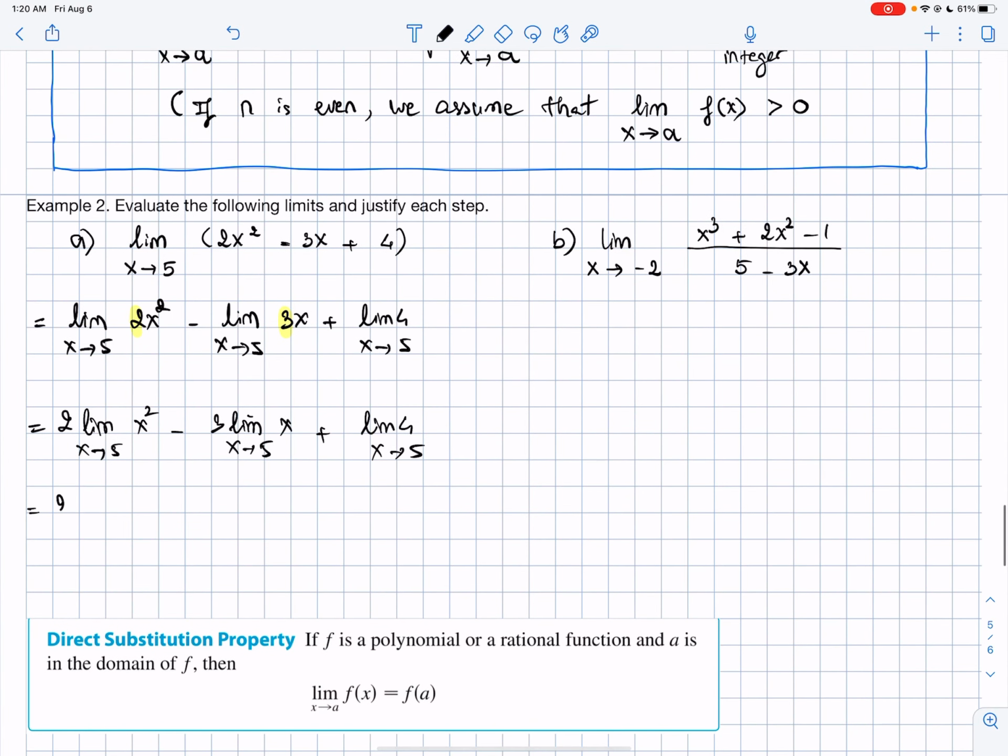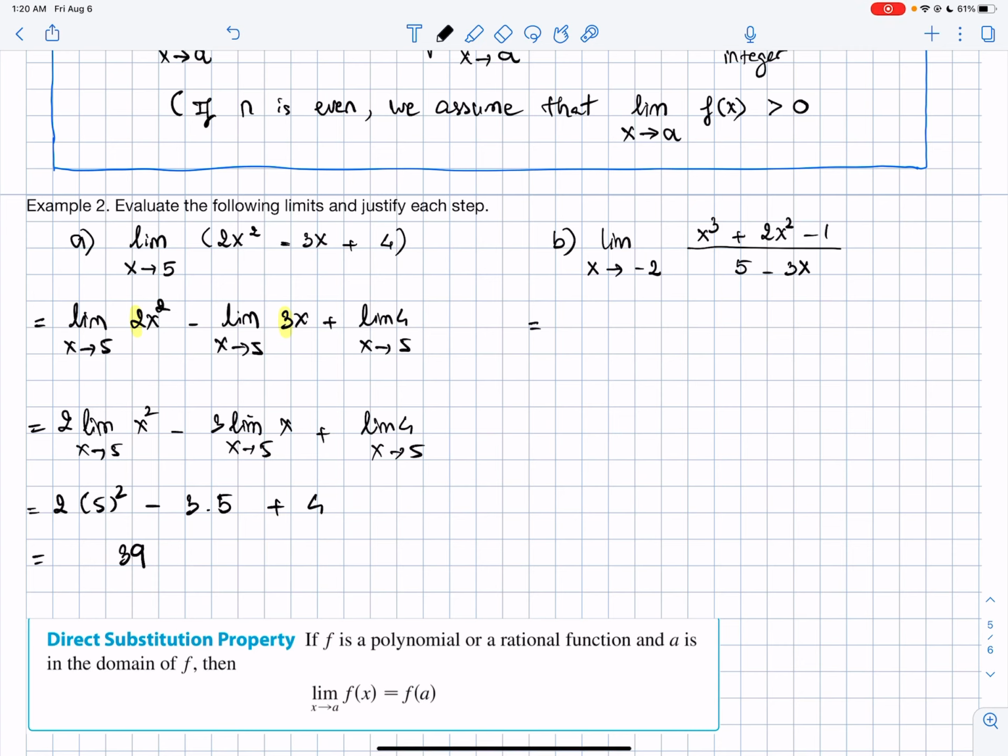So we will just go ahead and plug in 5 squared and 3 limit of 5. That means it's equal to 5 when you plug in the x, and plus 4. Then we simplify this expression, we get 39.